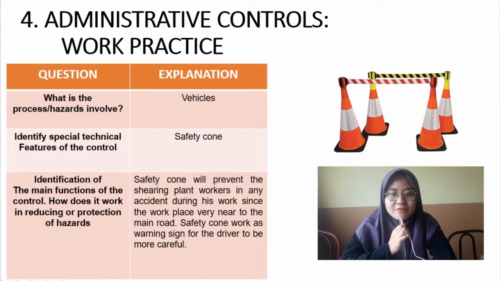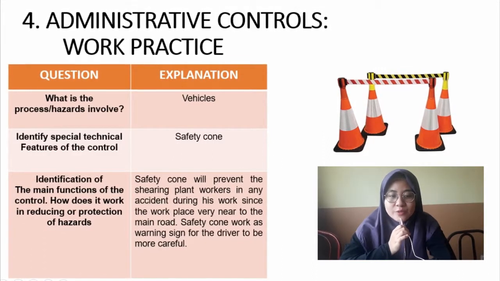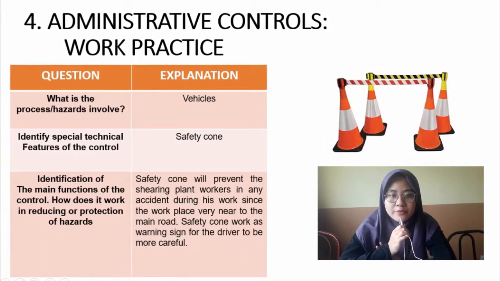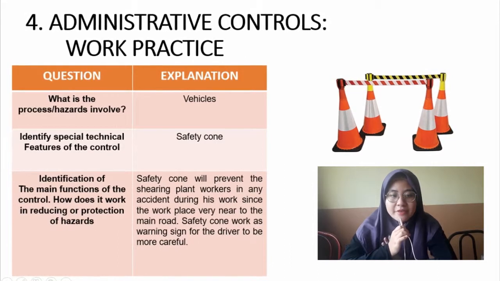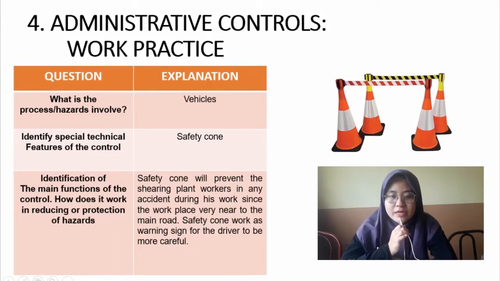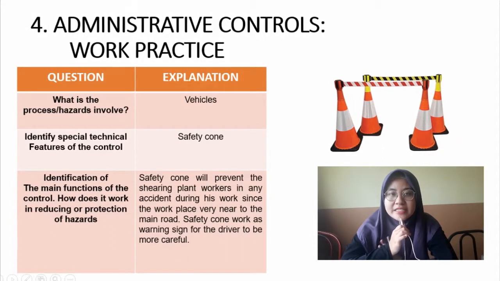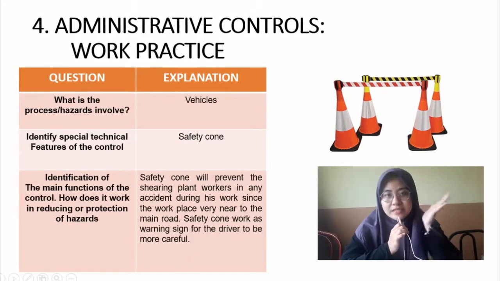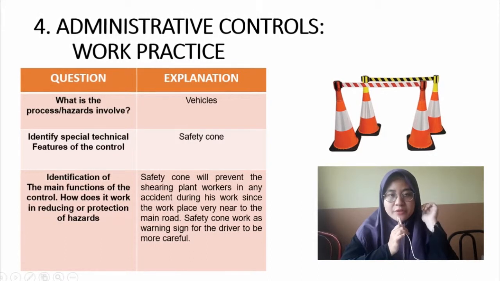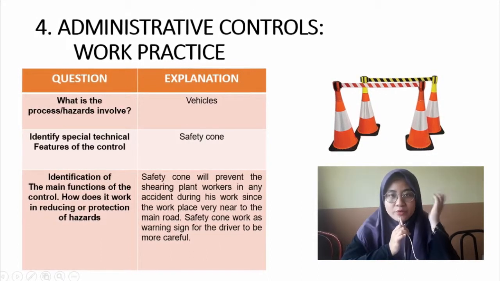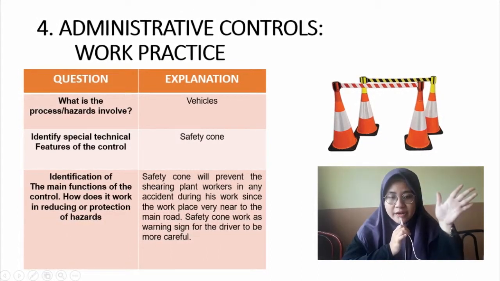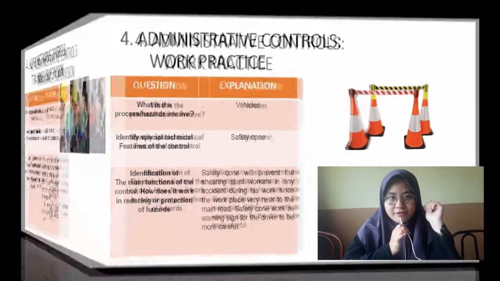Next, administrative controls, work practice. The hazard involved is vehicles. So the control that we can use to prevent the hazard is a safety cone. Safety cones will protect the shearing plant workers from any accident during their work, since the workplace is very near to the main road. Safety cones work as a warning sign for the driver to be more careful.